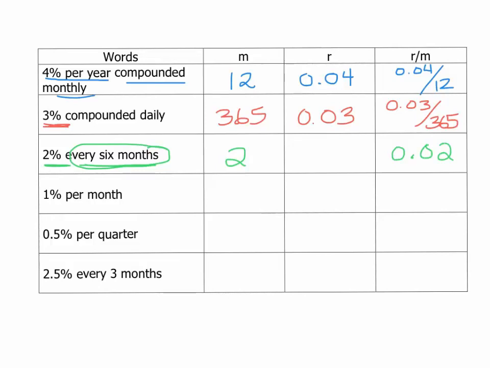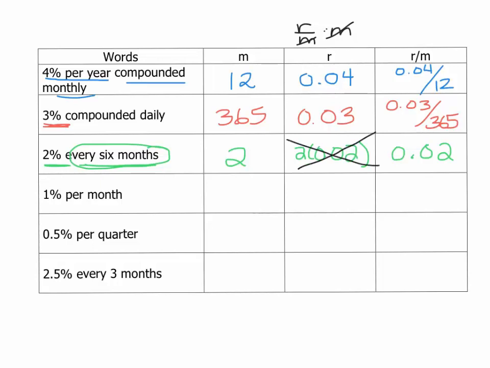Now if we wanted to calculate R, we usually don't need to, but if we wanted to, remember R divided by M times M. If I do the algebra on that, those M's cancel and I get just R. So if I wanted to find the actual R, all I need to do is take the 2 times 0.02. But again, we probably won't need to use this information, even though that's correct.